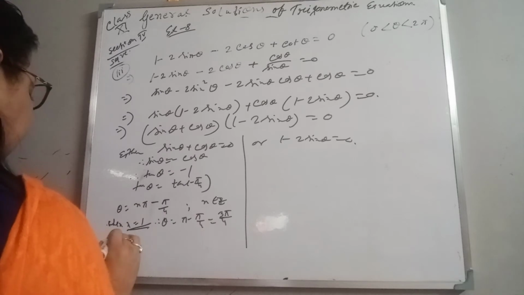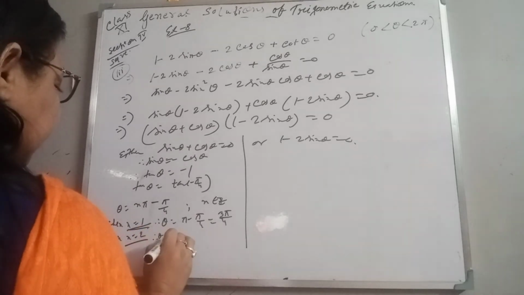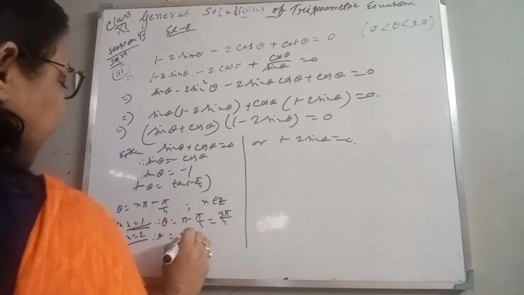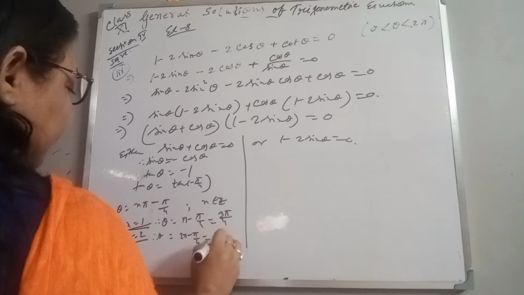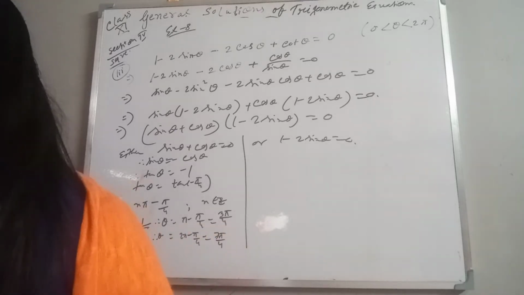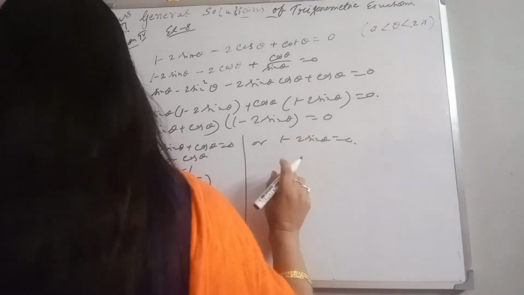Now, when n is equal to 2, theta is equal to 2 pi minus pi by 4. 4 2s are 8 pi minus pi, 7 pi by 4. Done. Next values will exceed the range, so we cannot take the next value.